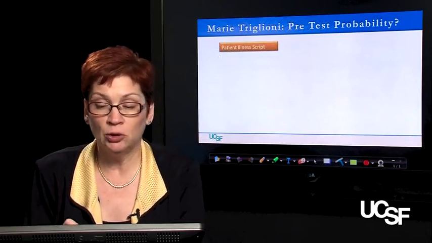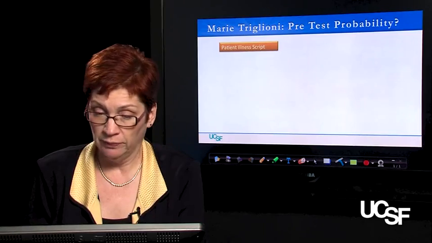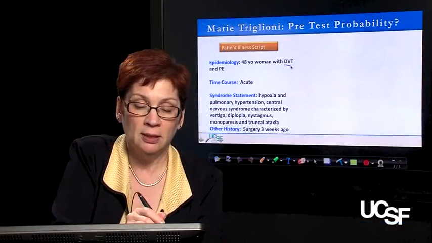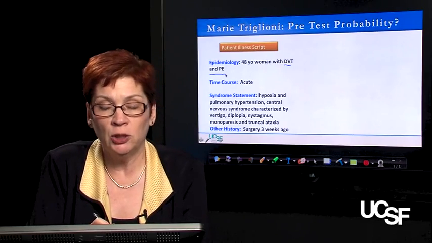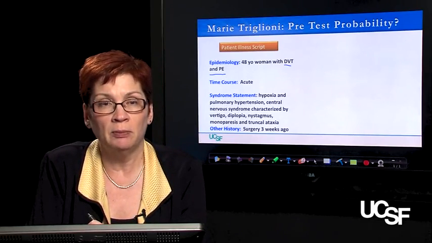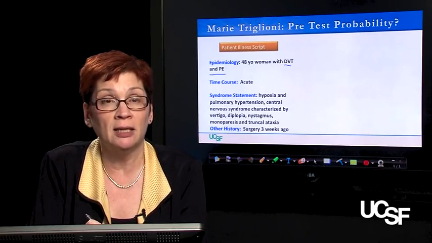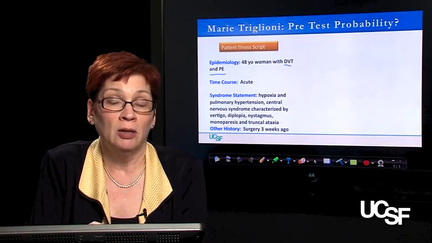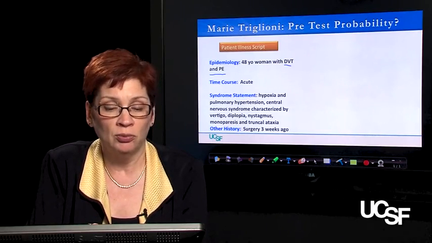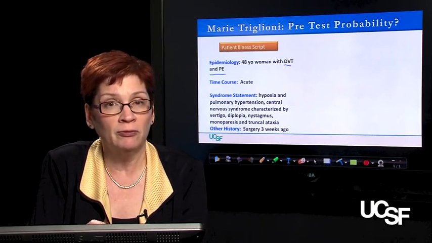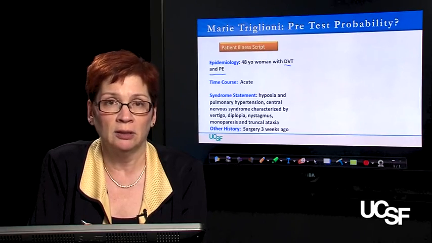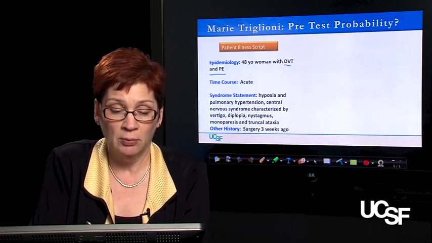Let's compose Ms. Triglioni's patient illness script. Epidemiology, this is a 48-year-old woman with a DVT and a pulmonary embolus. So this is an interesting feature here. We are considering DVT and pulmonary embolus to be an epidemiology. That is an exposure, a risk factor, or another disease that might be related to the acute presentation. So we want to put it right up front because it'll help us analyze our signs and symptoms in the context of her illness, which I think is critically important.